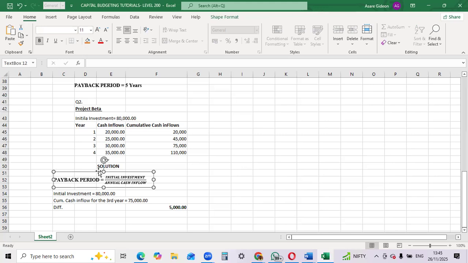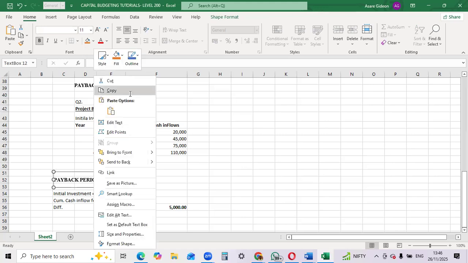So in order for us to get the actual payback period, it means that we have to what? Find the 5,000 on the remaining. That is the 5,000 on the what? On the 35. That is the 4 years amount. So let's copy our formula.